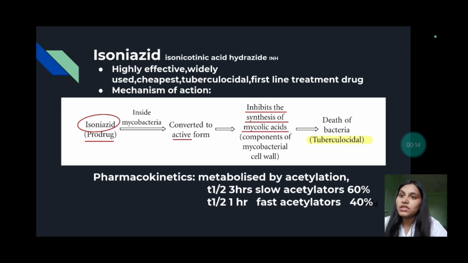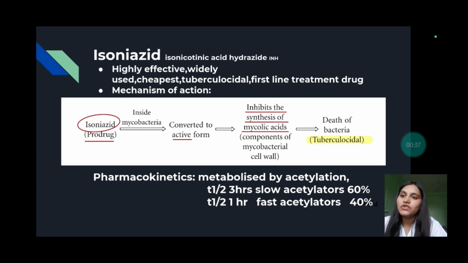Moving on to the first among the anti-tubercular first-line drugs, which is isoniazid. The full form is isonicotinic acid hydrazide, INH. Highly effective, widely used. It is the cheapest anti-tubercular drug. It has tuberculocidal action. It is a first-line treatment drug.